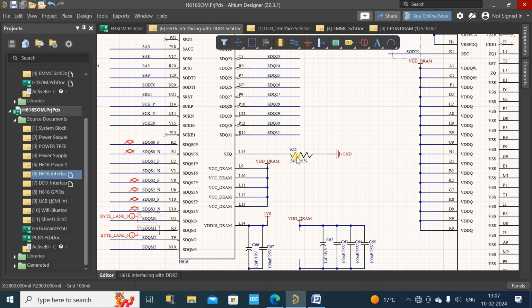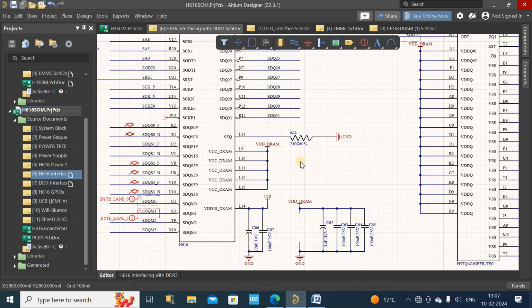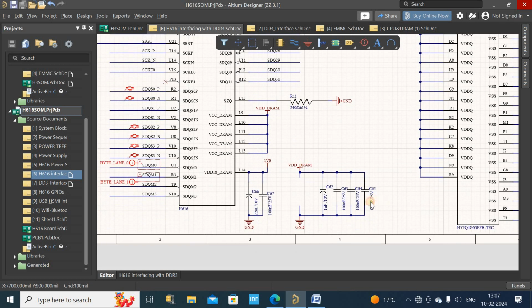And this is for the calibration resistor, which is 240 ohm. The pin is connected to this resistor. All right, and these are the filtering capacitors for this VCC DRAM.